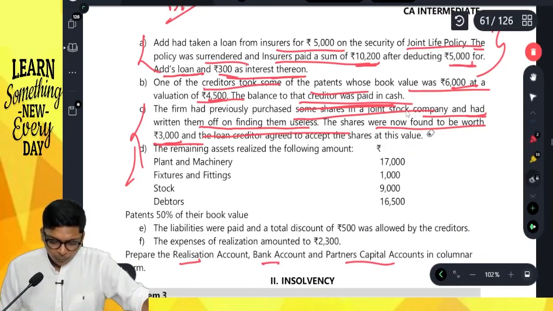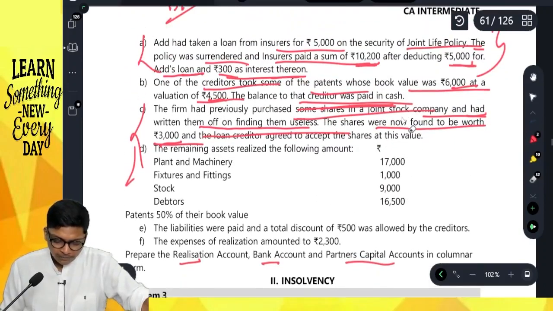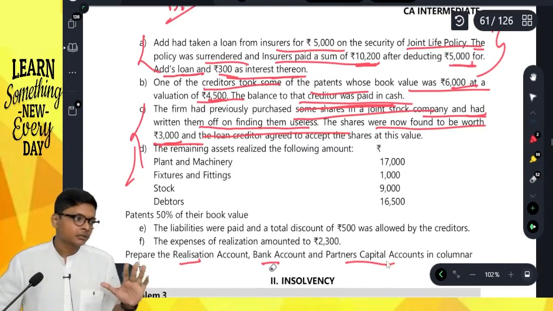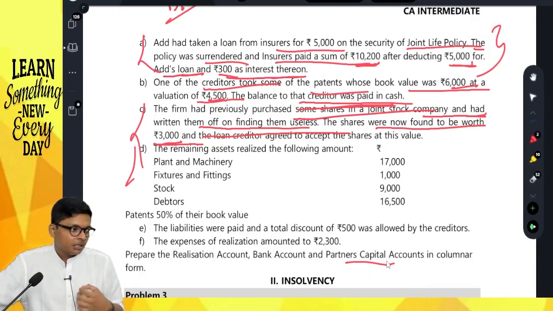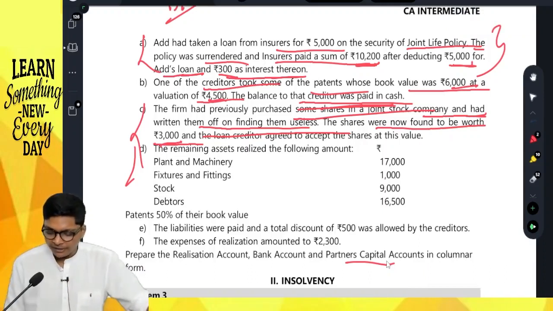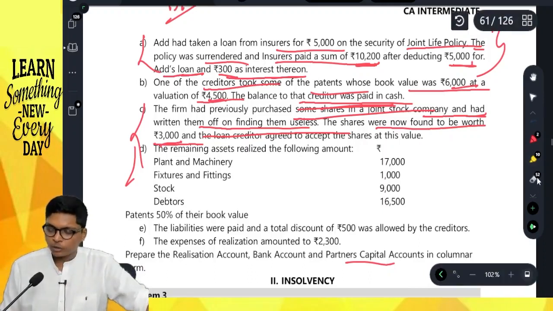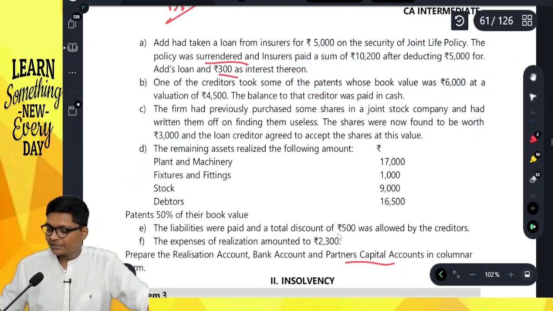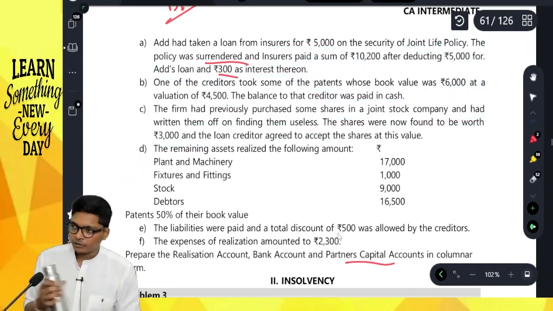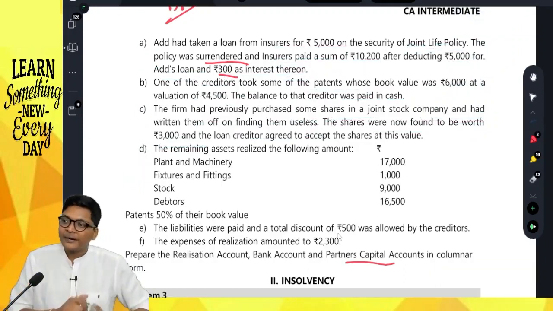So you have to open what accounts? Please open realization, bank, partners' capital. That's it. Realization account half a page, bank account half a page, partners' capital half a page, 1.5 pages. Quickly open all the 3 accounts, guys. Yes, they can. Mutual agency, partner representing the firm, they can set off. There is no concept of a separate legal entity here.